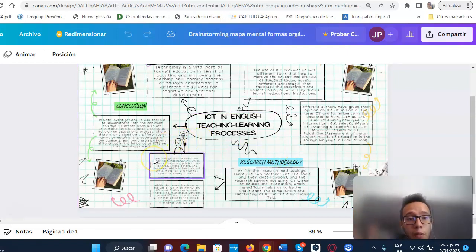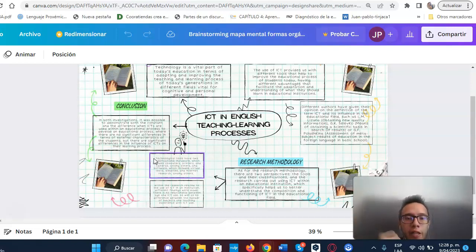In both investigations it was possible to demonstrate both the constants and the differences when ICTs are used within an educational process: there are no significant differences in terms of external characteristics of students, but there are big differences in the influence of ICTs on their learning process. Taking into account the research methodology of the second author, regarding the relationship between ICT tools and the educational process, there is no meaningful difference. The difference is how important ICTs are, how the ICT tools influence students and their learning process.